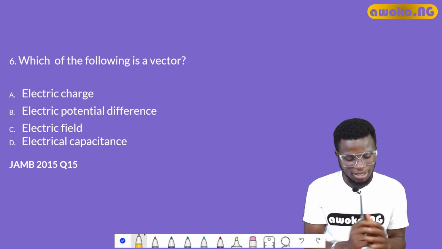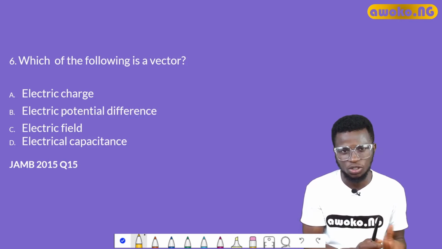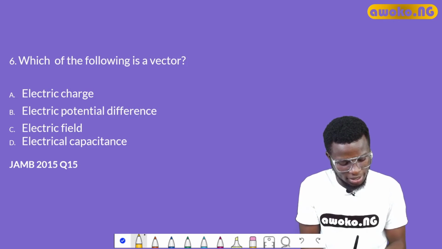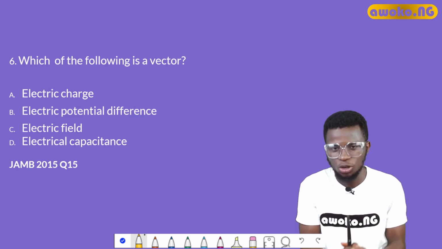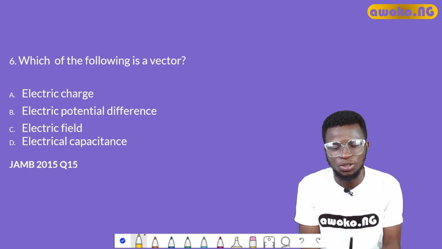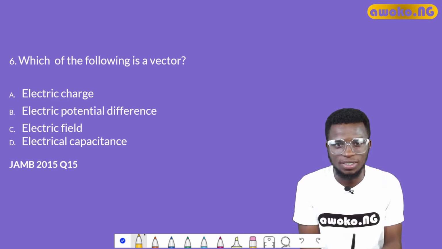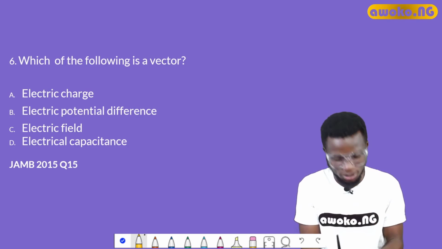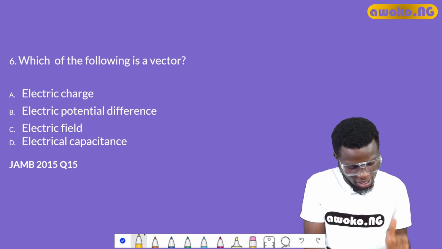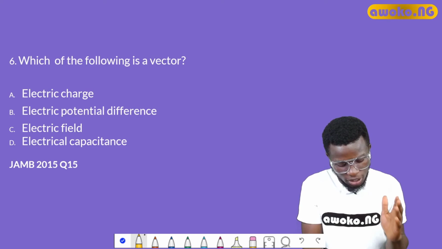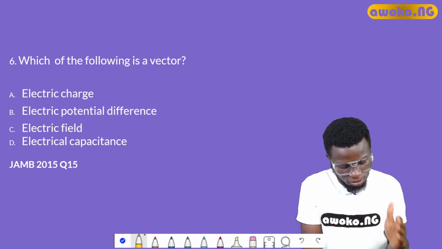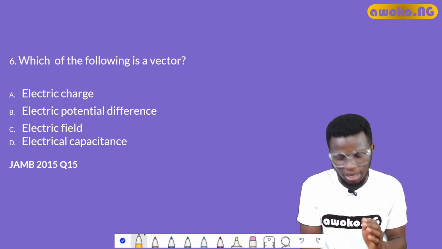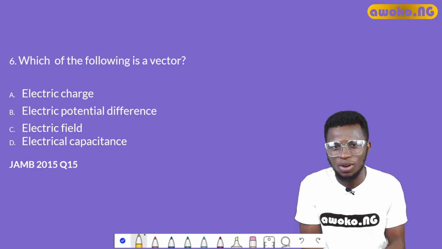Now, a similar question to the 5th question we solved is this: which of the following is a vector quantity? I just discussed that a vector quantity is a quantity that has both magnitude and direction. So electric charge, electric potential difference, electric field, and electric capacity. Which of them is a vector quantity? I'm sure you have your answer already.